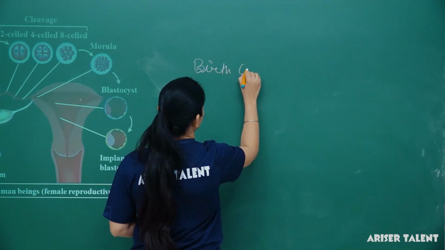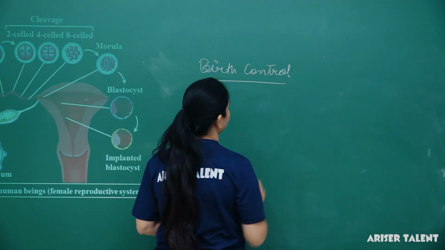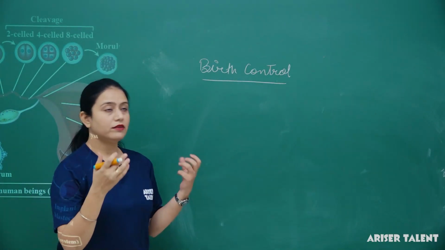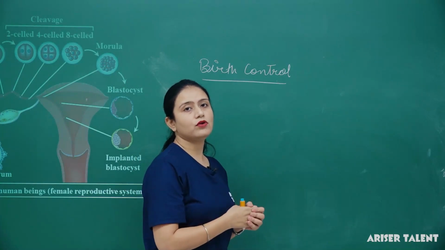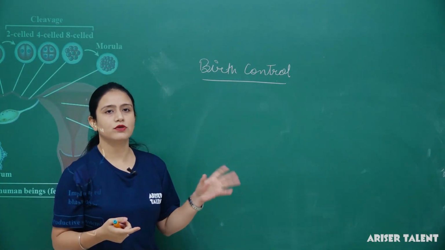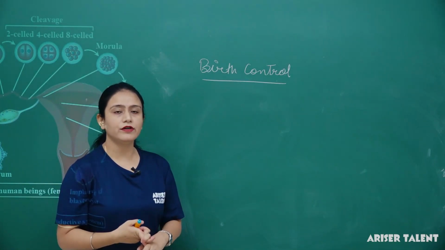What is birth control? Birth control means to follow some preventing measures to stop the birth of offspring, that is known as birth control. Okay. So, how can it be done? It can be done by different methods.